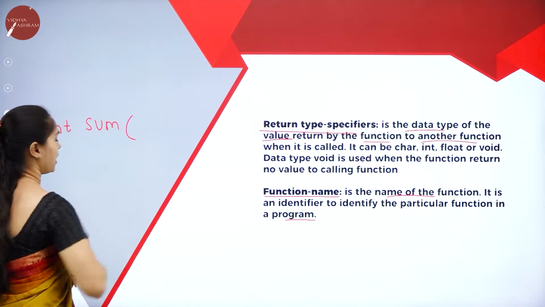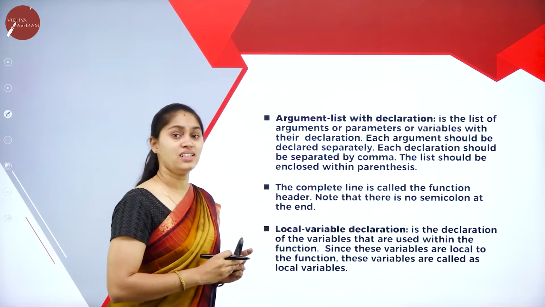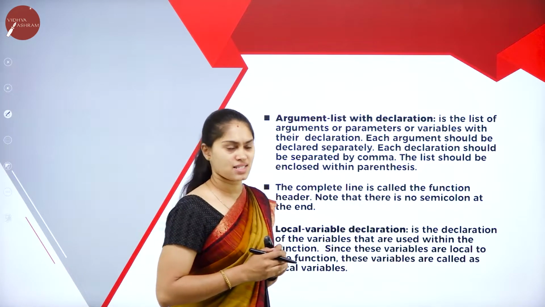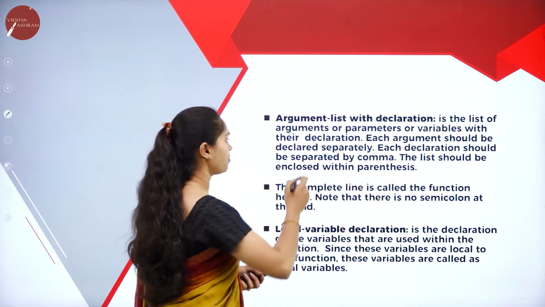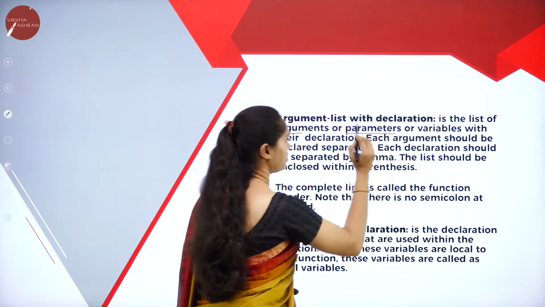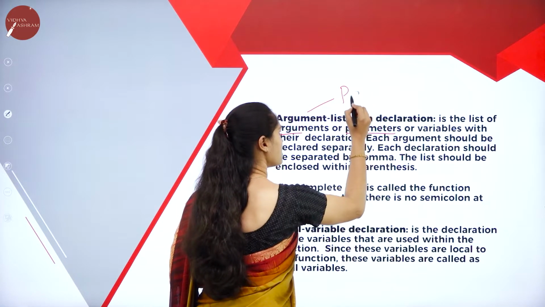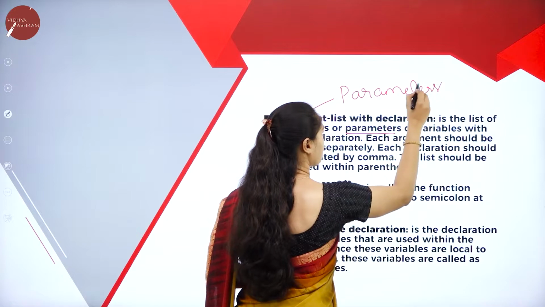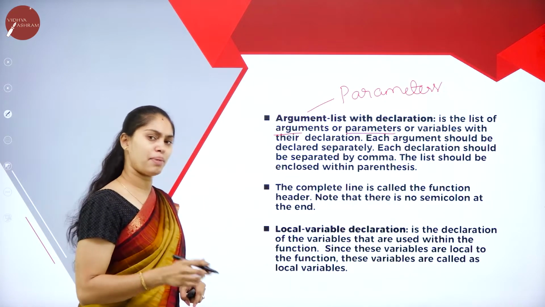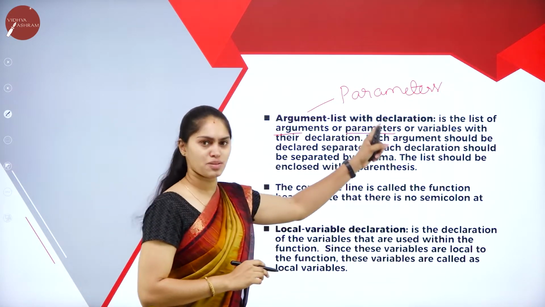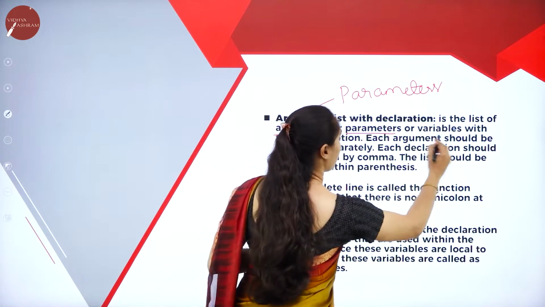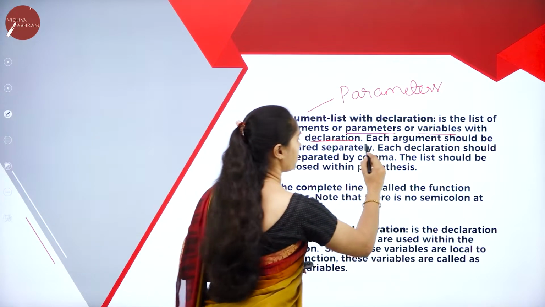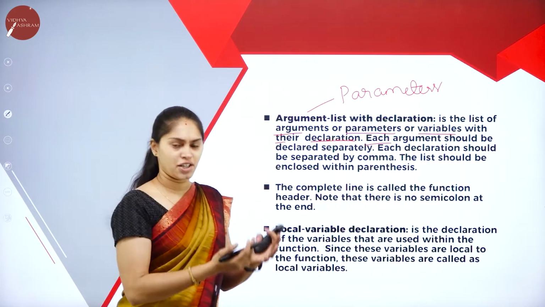Okay. Next, argument list with a declaration. How are we going to declare the arguments? That is within the parentheses. So this argument is nothing but a list of arguments or parameters. Remember dear students, an argument is also termed a parameter. Both are the same. Okay, the argument list or parameter list that we are going to specify is also variables with their declaration. So each argument needs to be separately declared.